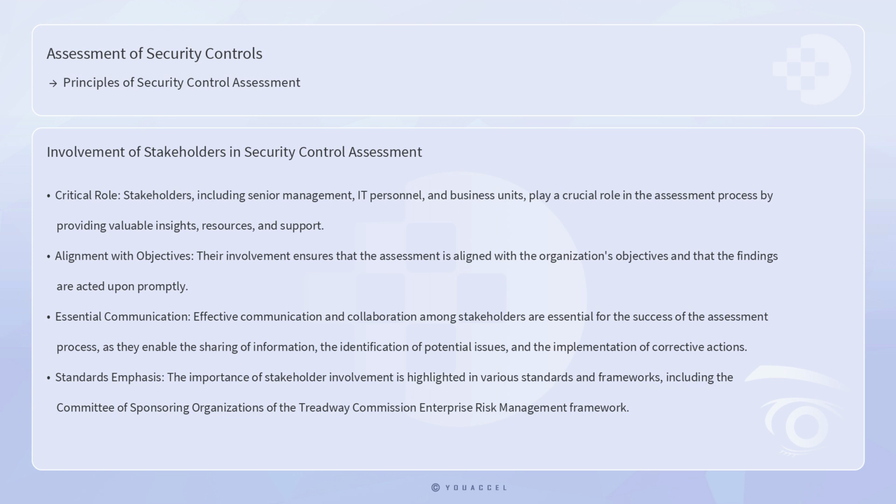The importance of stakeholder involvement is highlighted in various standards and frameworks, including the Committee of Sponsoring Organizations of the Treadway Commission, Enterprise Risk Management Framework, which emphasizes the need for a collaborative and integrated approach to risk management.